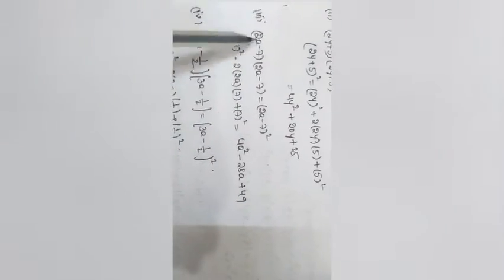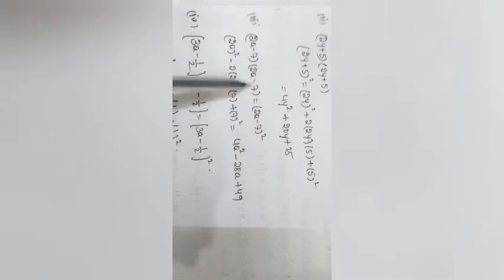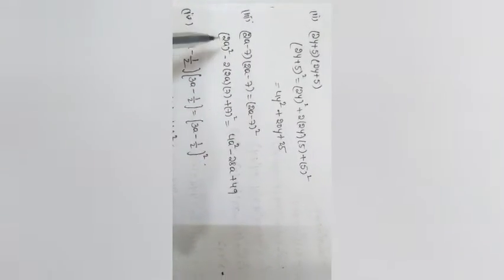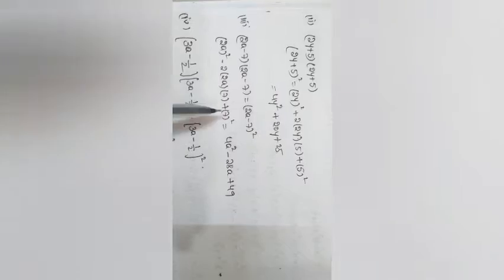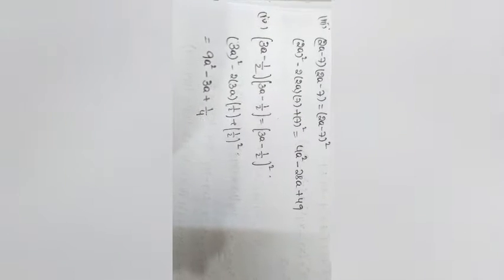Third bit, it is in the form of (a minus b) into (a minus b). So (a minus b) whole square. You know the formula of (a minus b) whole square. What is that? a square minus 2ab plus b square. So (2a) whole square minus 2 into 2a into 7 plus 7 square. So 4a square minus, just you need to do. Fourth bit is also the same.